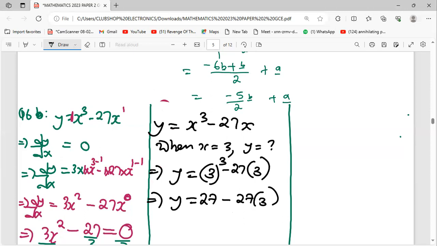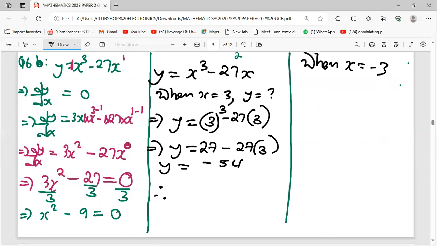But the answer is negative 54. So y is equal to negative 54. That's it. That means the coordinates here for the first one are 3, comma negative 54.